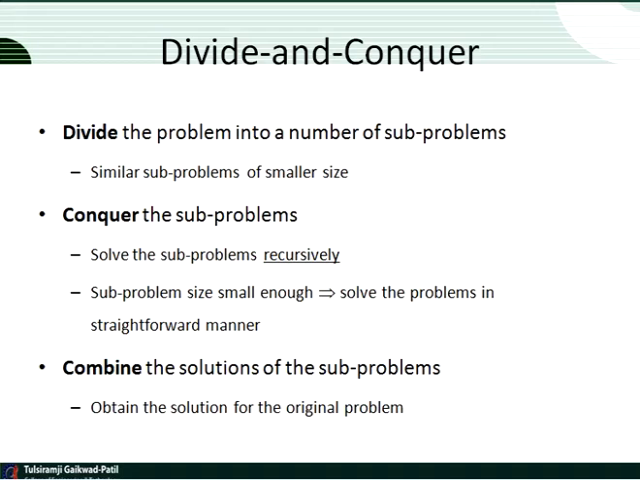Next, you have to conquer the subproblems. Conquer means to solve the subproblems recursively. We have divided the whole list into different parts until no further divisions are possible. Then, when the subproblem size is small enough, it can be solved in a straightforward manner. And then merge, combining the solutions of the subproblems to obtain the solution of the original problem.